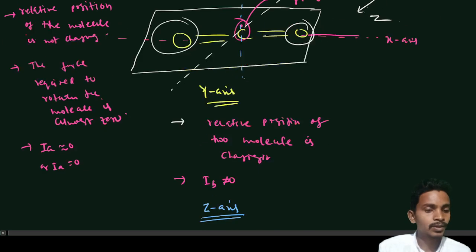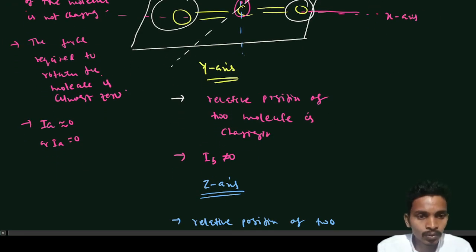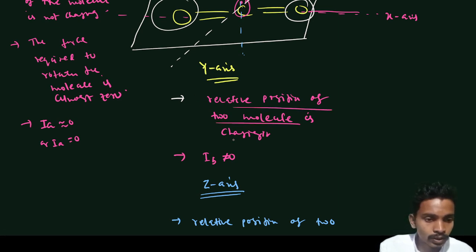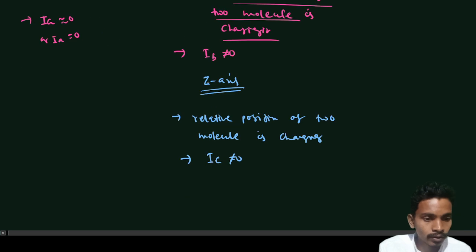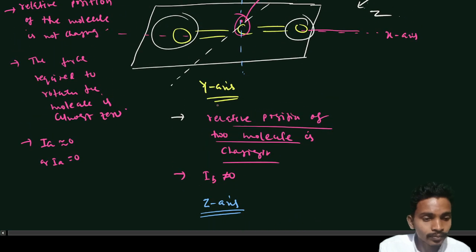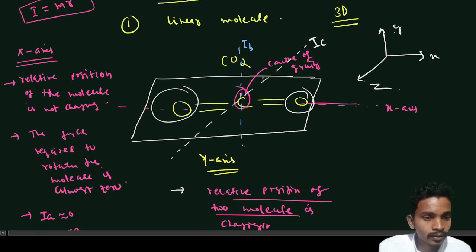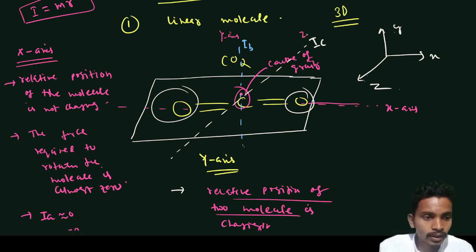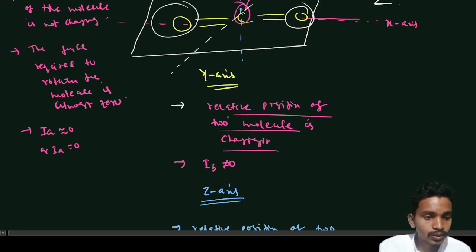This is IC. If you look, for the y-axis the relative position of the two molecules is changing, and for the z-axis also the relative position of the two molecules is changing. This is along the y-axis, this is along the z-axis. So for both the y-axis and z-axis, that is IB and IC, the same two molecules are changing.